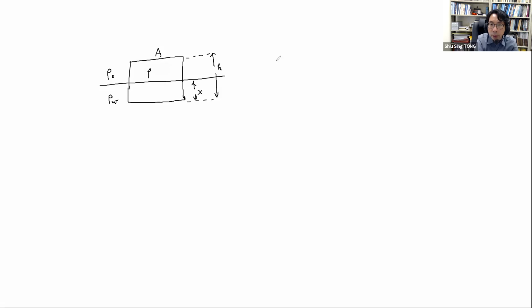The upwards force on this part will be equal to rho naught, because this part is in oil. This part has a height h minus x, right? The height multiplied by the area will give you the volume, and the volume multiplied by the density of oil multiplied by g will give you the weight of all this space, and that is the upwards force. So the upwards force on this part is given by this.